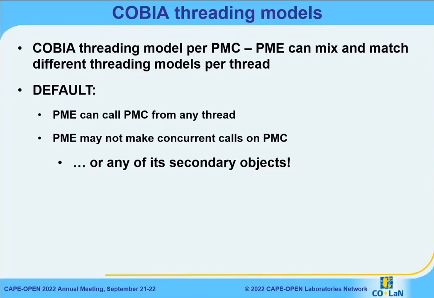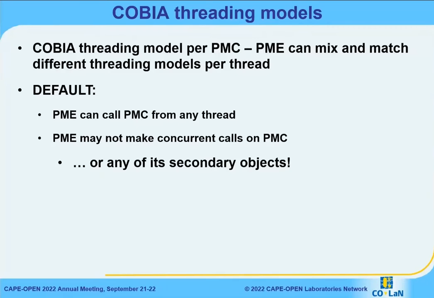The fact that you cannot make calls on any of its secondary objects is in fact obvious. So if you're, for example, calculating a unit operation in one thread and you think the port of a unit operation, which is a separate object, is not the same as the unit operation, so I can surely make a call on that. Well, clearly you do not want to disconnect the port of a unit operation from another thread while you're calculating the unit operation on one thread, so that is a no-go. Sometimes it's not that obvious.